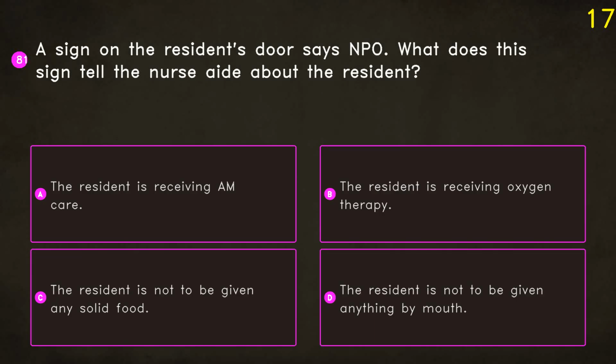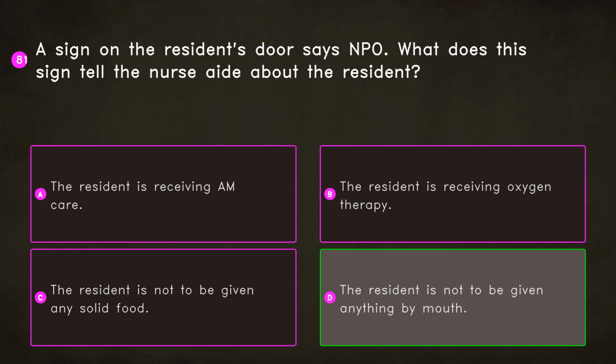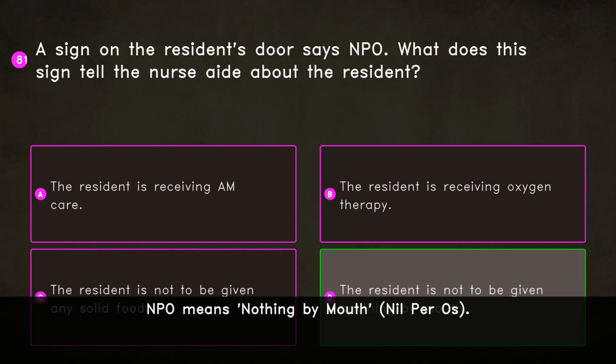Question 81. A sign on the resident's door says NPO. What does this sign tell the nurse aide about the resident? A. The resident is receiving AM care. B. The resident is receiving oxygen therapy. C. The resident is not to be given any solid food. D. The resident is not to be given anything by mouth. The correct answer is the resident is not to be given anything by mouth. NPO means nothing by mouth, nil per os.